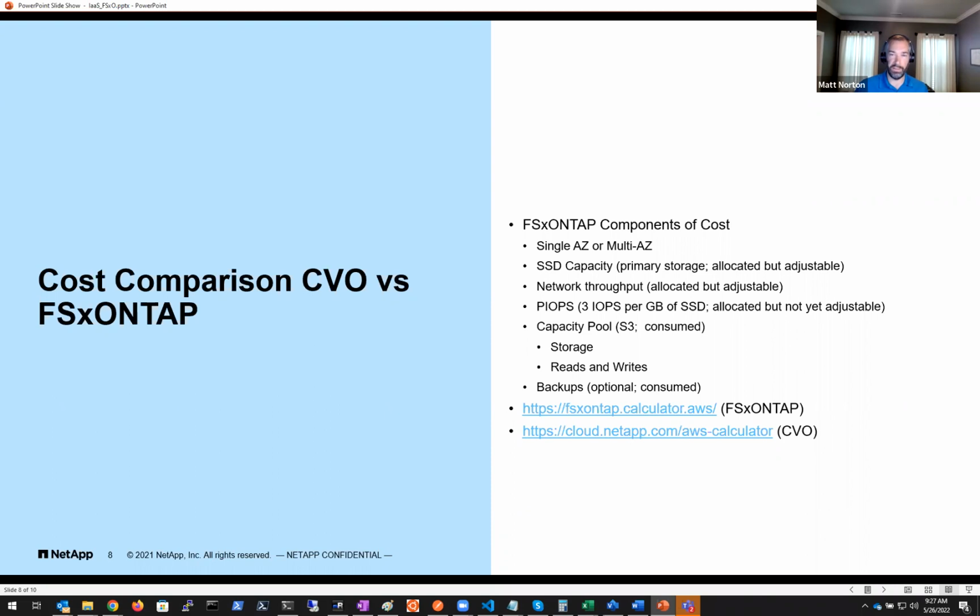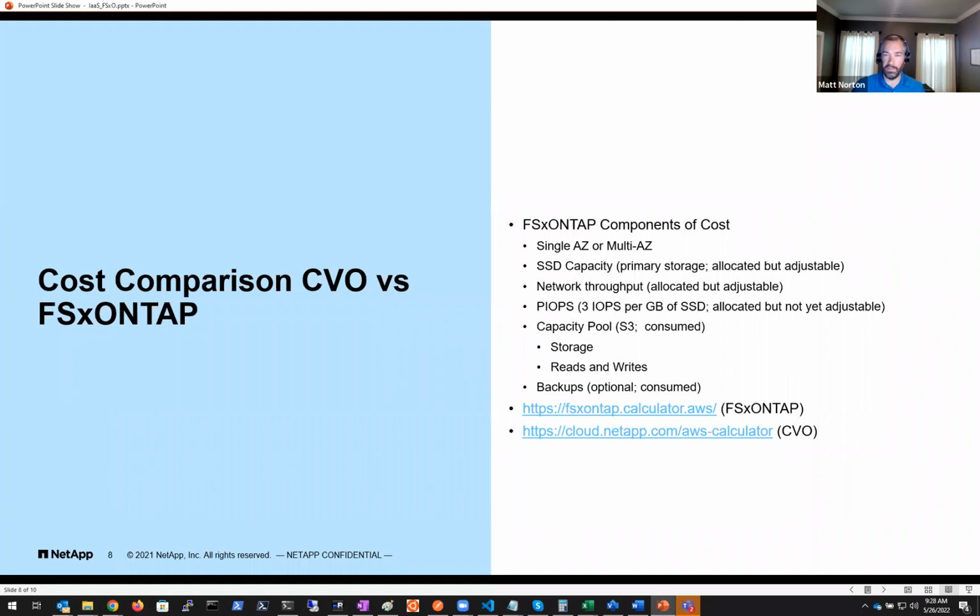And single AZ is probably a good fit for subprod stuff. So your dev, your test, your stage, where you may not necessarily care that you could potentially lose it, although even the likelihood of losing a single AZ is also quite low. So single AZ might be a good fit for subprod stuff. For prod, you probably want multi-AZ, although you could argue that if you've got backups, that is sufficient even for prod. But you can save a lot of money with single AZ if you can get away with that.